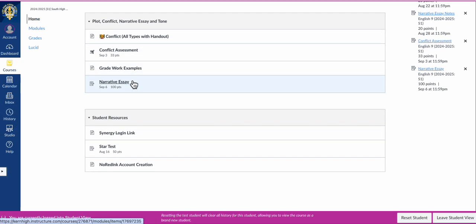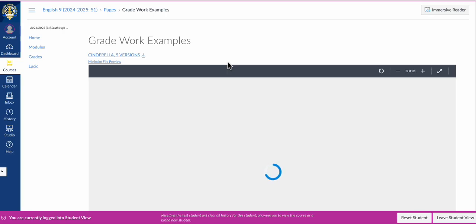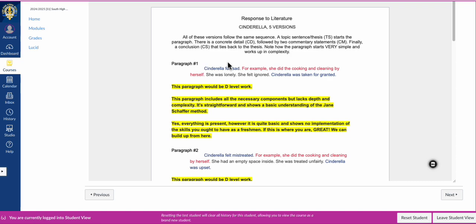So I'm going to go back to my grade work examples. In the grade work examples, I have 5 different versions of the Cinderella story, and I want to show you A work, B work, C work, D work. In order to get an F on this assignment, you're going to need to turn nothing in. As long as you turn something in that connects to all 4 of these, you will get some credit.